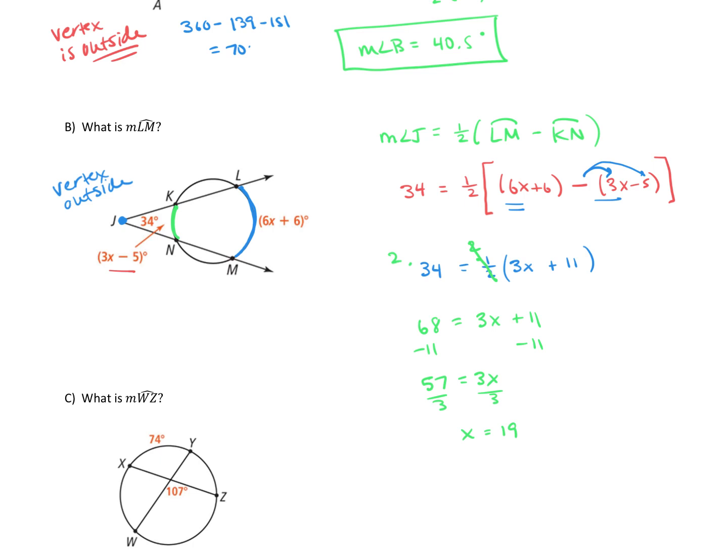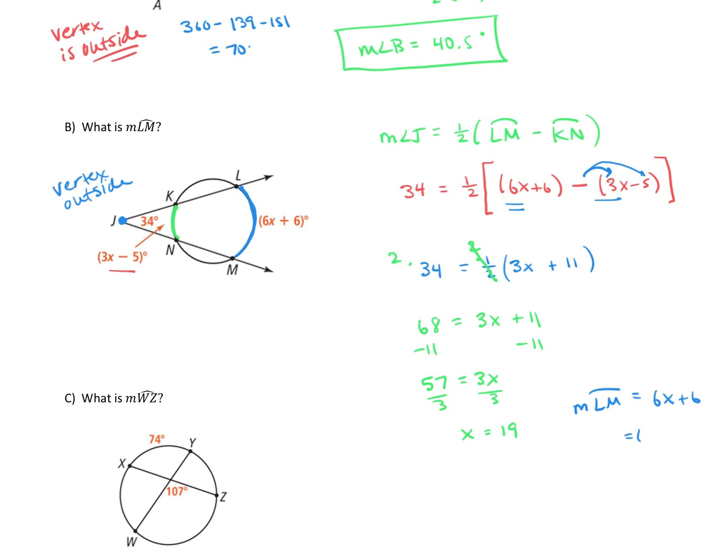We did a lot of really good work to get this far. Did they ask us to find x? So you always want to go back to the question, and that's when we notice, nope, they didn't want x, they wanted the measure of arc LM. So if we look at our picture, we can see that the measure of arc LM is equal to 6x plus 6. That's this arc right here. So all we have to do is plug in our x value, and we'll have the measure of that arc.